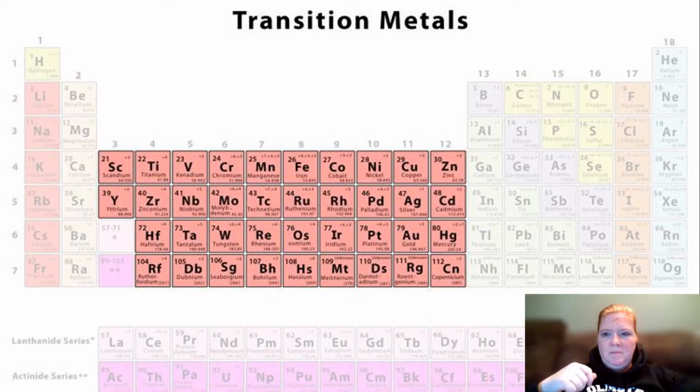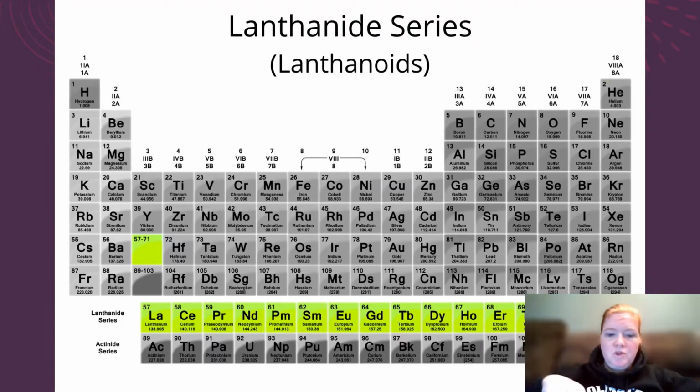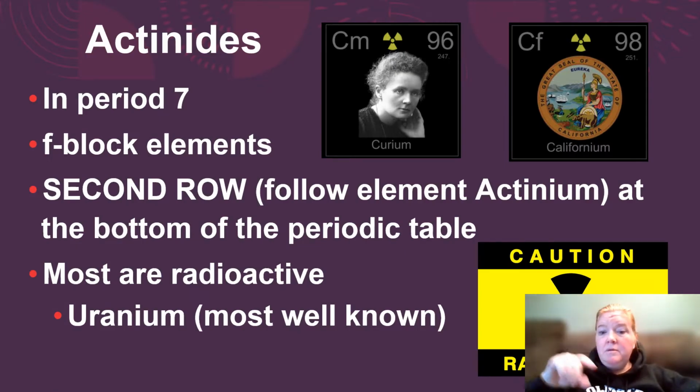Here we go, transition metals. Now, we have lanthanides. That's actually in period 6. It's the first row of the F block elements, so it starts with lanthanum. That's why it's called lanthanides, okay? So you can look right here, that first row of the F block starts with La, lanthanum, so it's called lanthanides. And then below, in the bottom row, are actinides. So it's that second row of the F block.